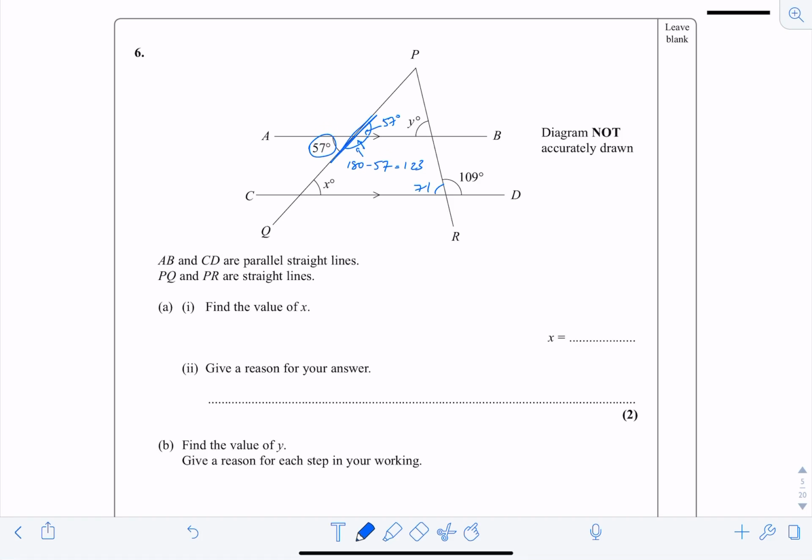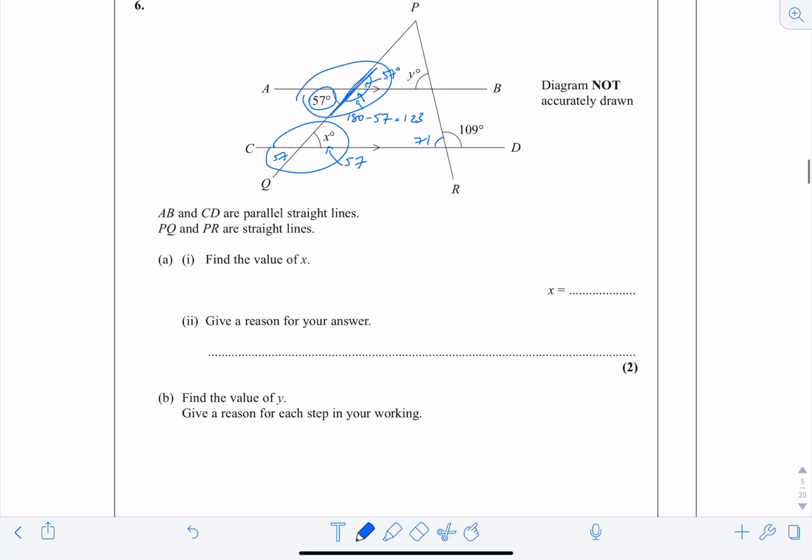Now, because these lines are parallel, AB and CD, I know that that situation there is exactly the same as that situation up there. So I can work it out, no problem. I can see that it's just going to be 57 degrees. That's going to be 57, and that's going to be 57 as well, 57 degrees.